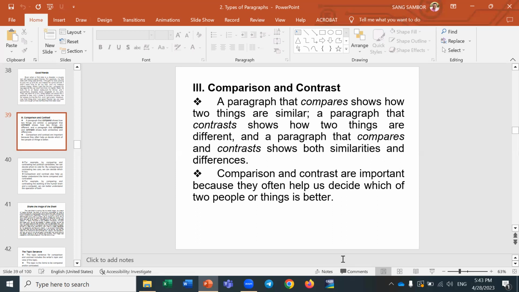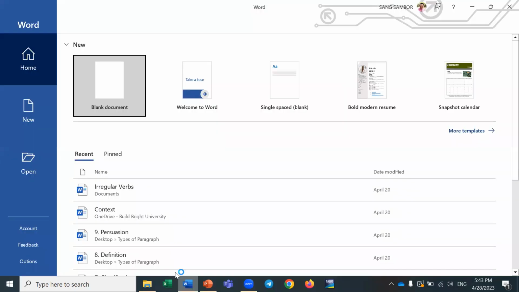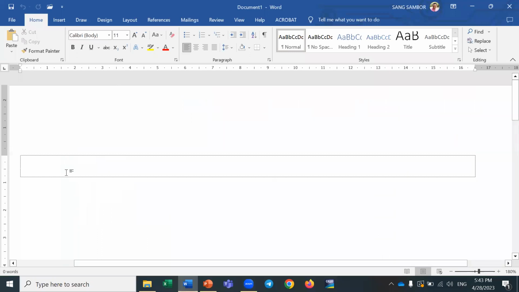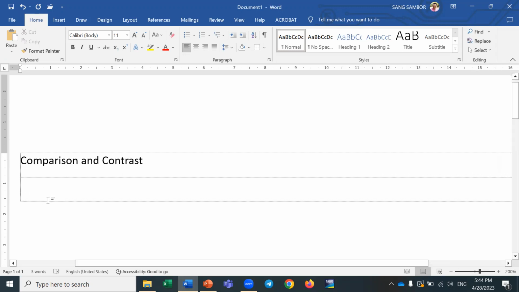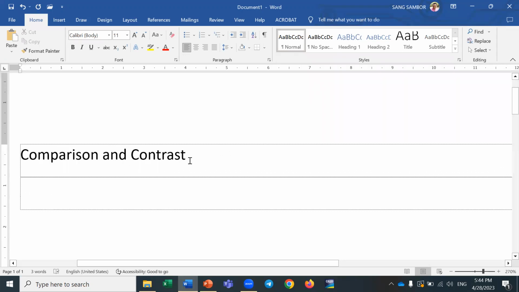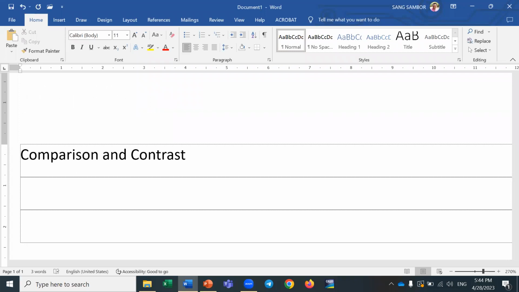So let me explain in words here. I will write something for you in order to make it clear. Comparison and contrast. You see the word here, everyone? I'm writing in Word now. Yeah, we can see it, yes, teacher.